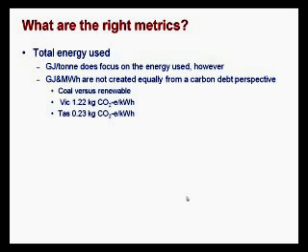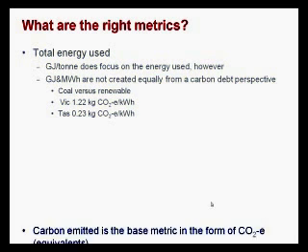In Australia, in Victoria, a brown coal-fired power station will emit 1.22 kilograms of CO2 equivalent per kilowatt hour, as compared to, in the state of Tasmania, 0.23 kilograms of CO2 equivalent per kilowatt hour. A dramatic difference. This leads to a different level of carbon debt depending on where you get your electricity from.